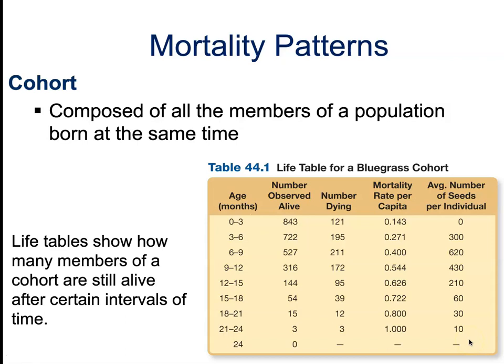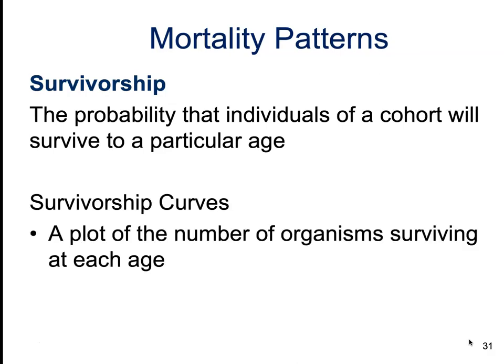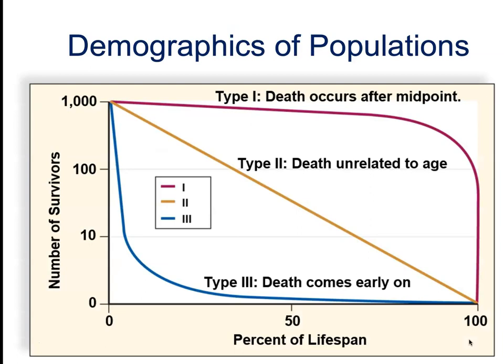So life tables show how many members of a cohort are still alive after a given interval of time. A survivorship curve can also help us plot this chart. So this is another way of looking at the mortality of a species. Survivorship is the probability that newborn individuals of a cohort will survive to any particular age. And we can chart this progress on a survivorship curve. This is a plot of the number of organisms surviving at each age, and each species tends to fit one of 3 typical survivorship curves. Those types are named 1, 2, and 3.